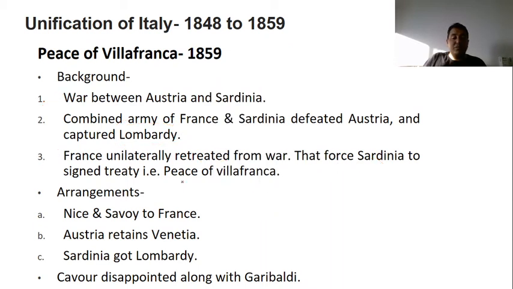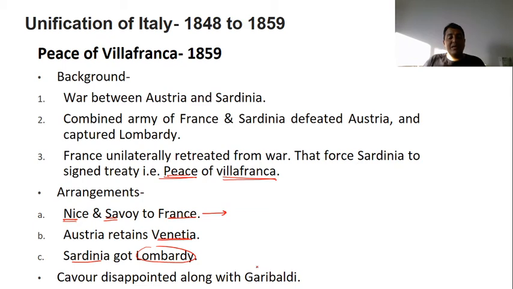the Peace of Villafranca. The word itself means there should not be any enmity prevailing after that. So in the Peace of Villafranca, the arrangements are as follows: as committed to France, Nice and Savoy were surrendered to France by Sardinia. Second arrangement, Austria retains Venetia, and the third arrangement, Sardinia got Lombardy. Cavour was highly disappointed with that, because he said that it's cheating.